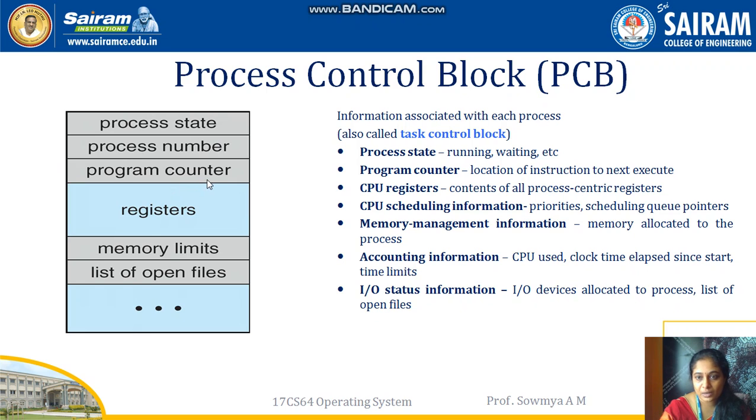Next one is process counter, which gives the location of next instruction to be executed. Next one is program counter. Program counter will give the address of the next instruction to be executed. Register will have all the process centric information which is needed by CPU. Memory limits will give the memory management information. List of files will have the files which are needed by this process to execute, and so on.